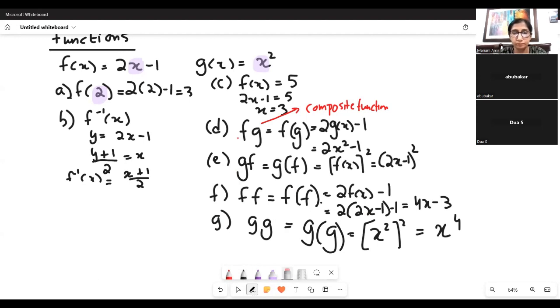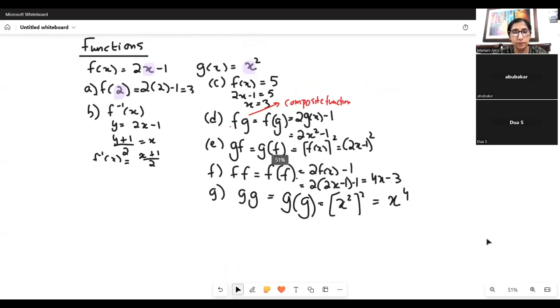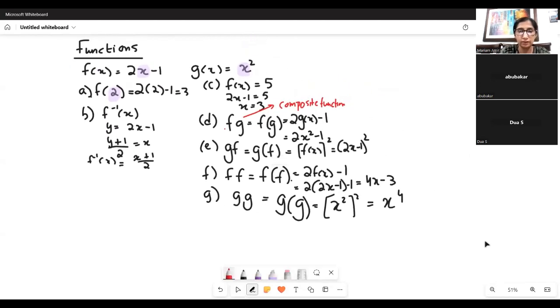Okay. Let me give you another one. Let's say there's also h(x) equals square root of x minus 2. Okay, now tell me what is going to be fgh, part H.